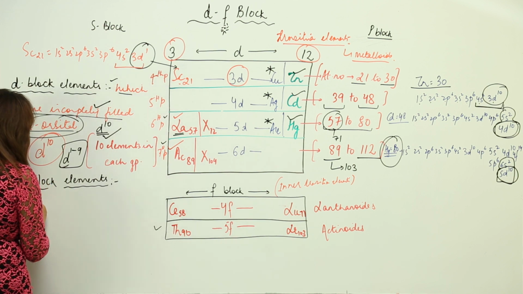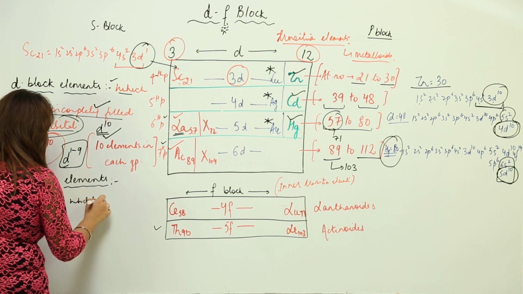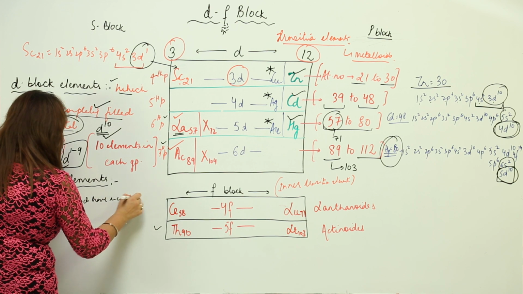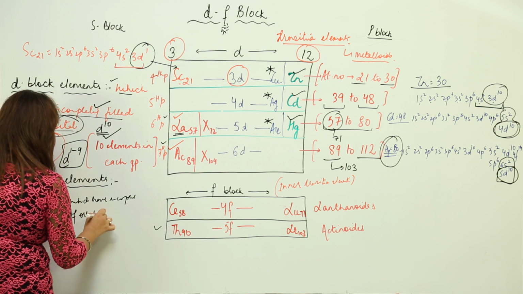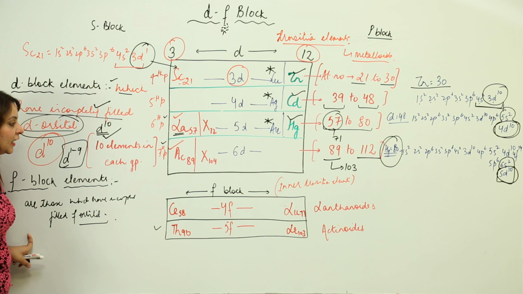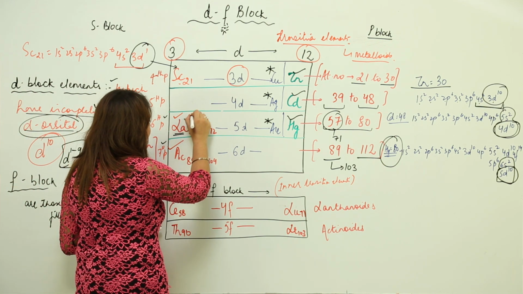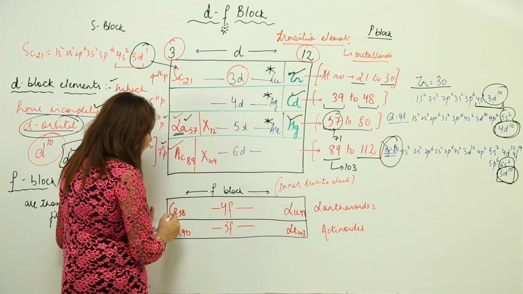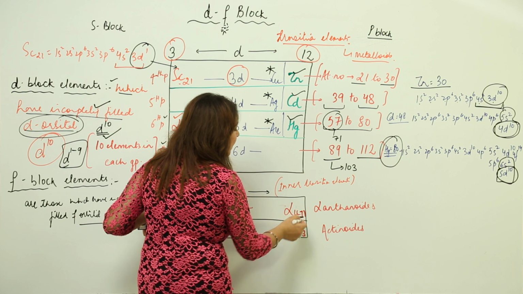F block elements are those which have an incompletely filled F orbital, and you know that the range starts from lanthanum, and from lanthanum it is cerium, that is 58, and it extends up to lutetium, that is 71.